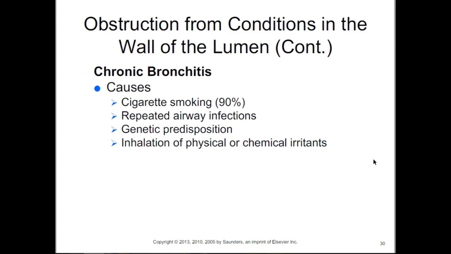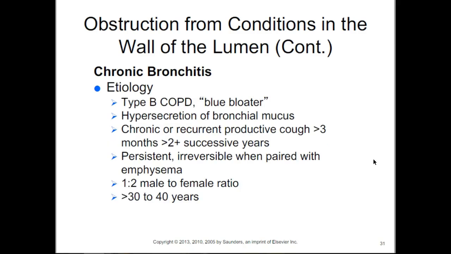So chronic bronchitis, like I mentioned, most of it is from cigarette smoking, but it also could be from repeated airway infections. And oftentimes you might see a genetic predisposition or even inhalation of certain physical or chemical irritants. If it goes on for a long time, that can also develop into chronic bronchitis, right?